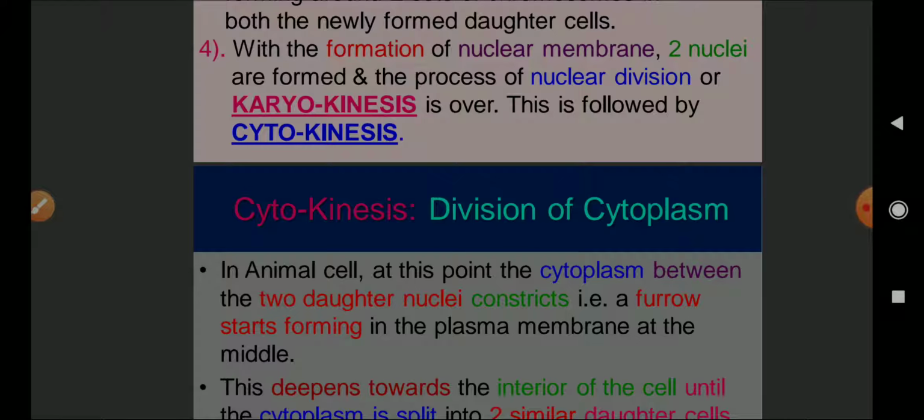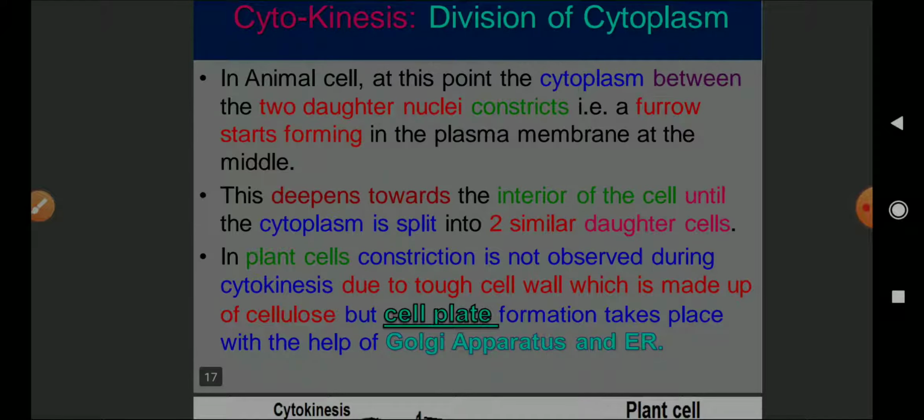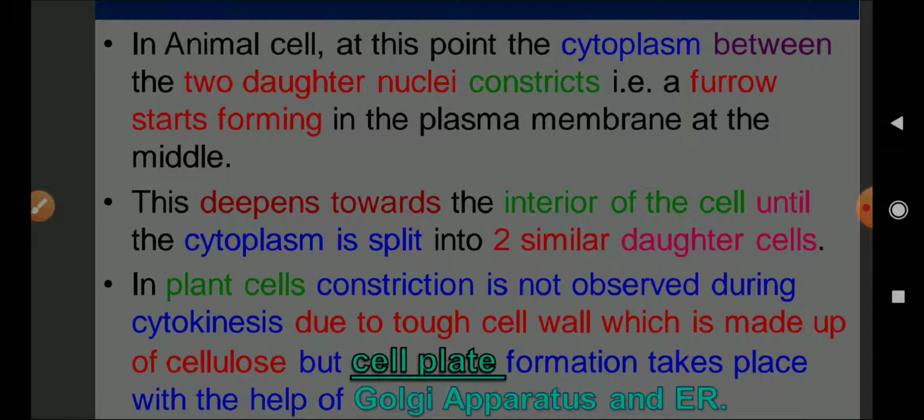Cytokinesis means division of cytoplasm. In animal cell, at this point, the cytoplasm between the two daughter cells constricts. That is, in animal cell, a furrow starts forming in the plasma membrane at the middle. Because it's an animal cell, it does not have a cell wall, so it is very easy to constrict and very easy to form a furrow, so that the cell can divide into two daughter cells.